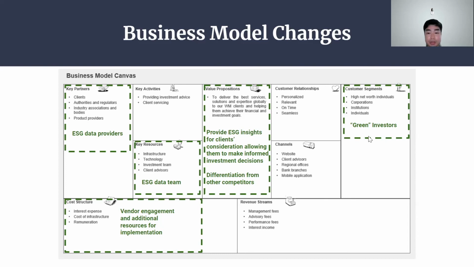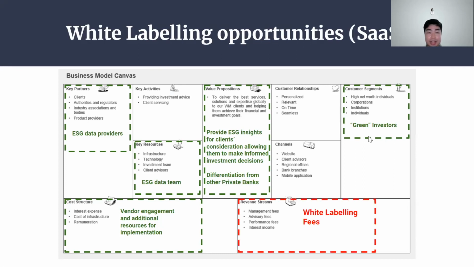On this last slide, what we think is that when this solution gets rolled out, in the future, when the platform is more stable, there is also a possibility for a new revenue stream whereby we can provide this platform as a white labeling solution to smaller asset managers or other private banks who do not have the capability to develop this whole platform, because it could be quite cost intensive in terms of infrastructure and resources.